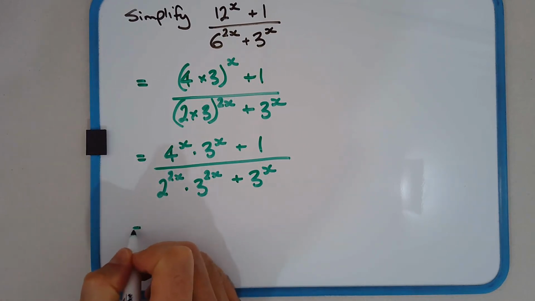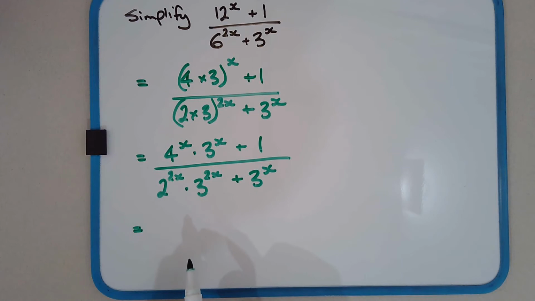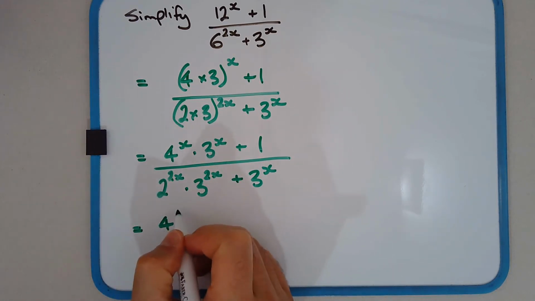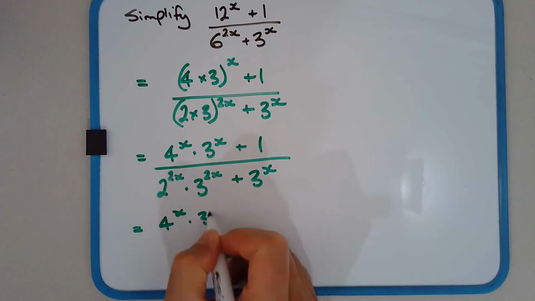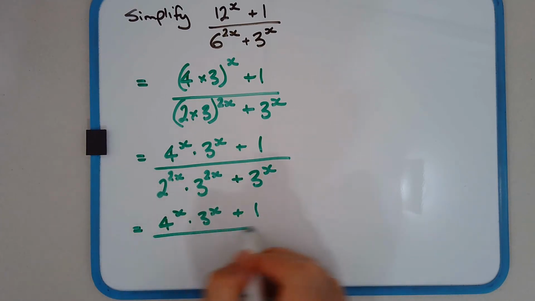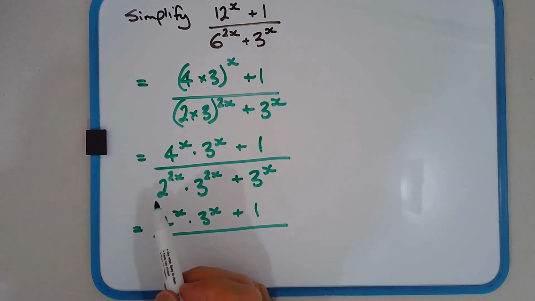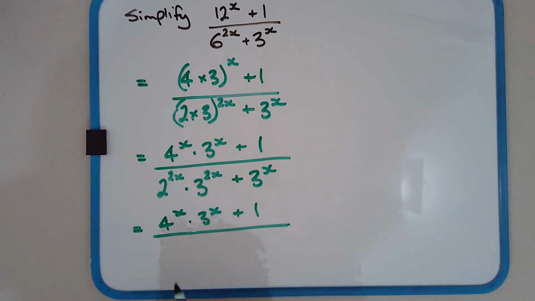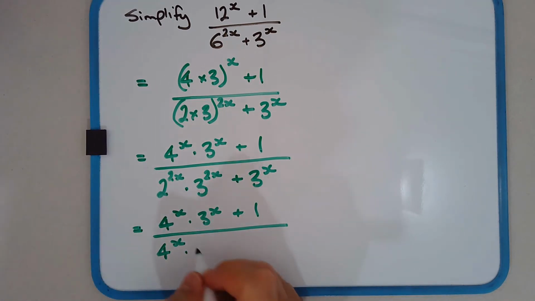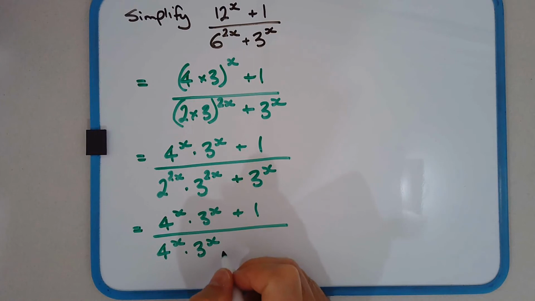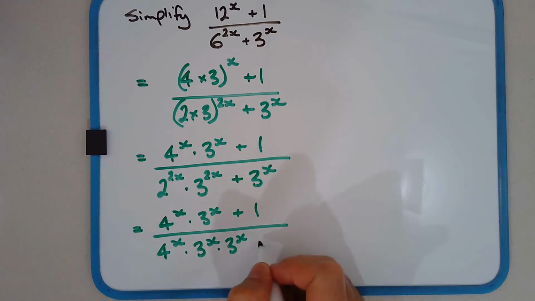So have a think about this. The numerator, I might just leave the numerator alone. Over. Now this is 2 to the power of 2x, which is the same as 2 squared all to the power of x. So 2 to the 2x is really just 4 to the x. And 3 to the 2x is really 3 to the x times 3 to the x, isn't it? Plus 3 to the x.